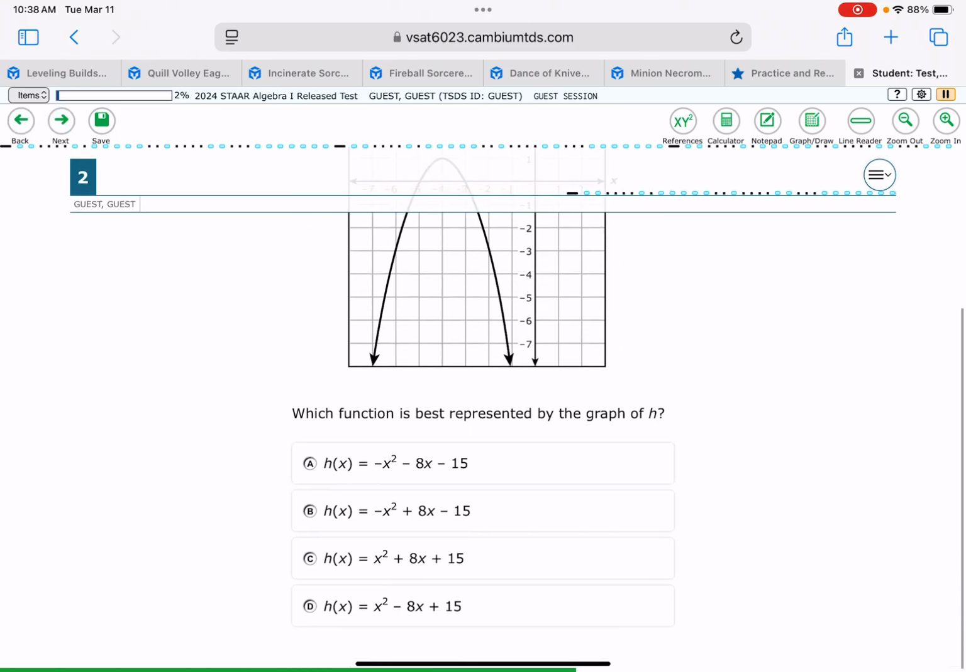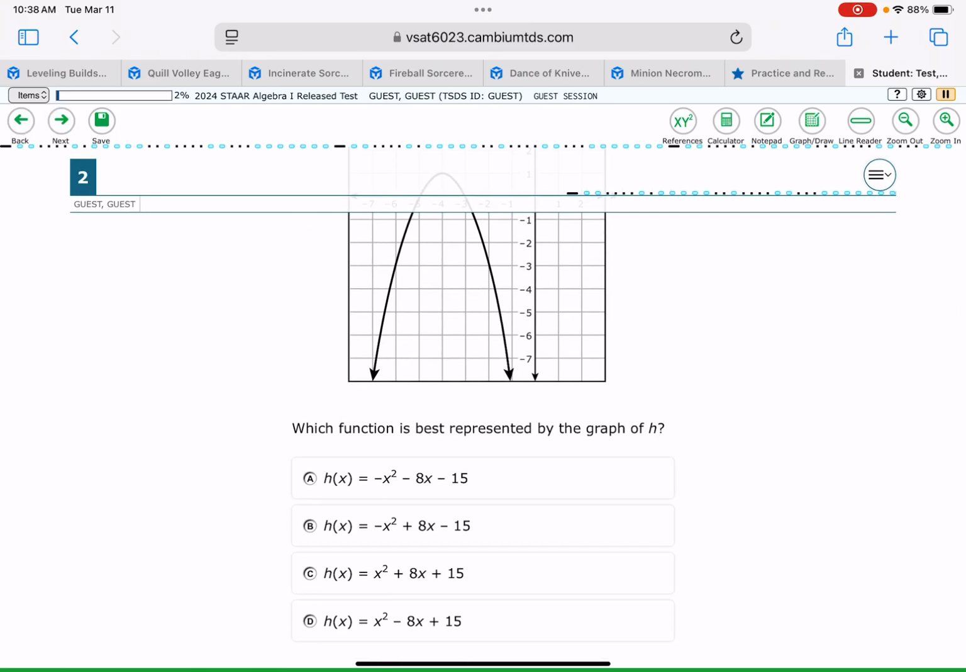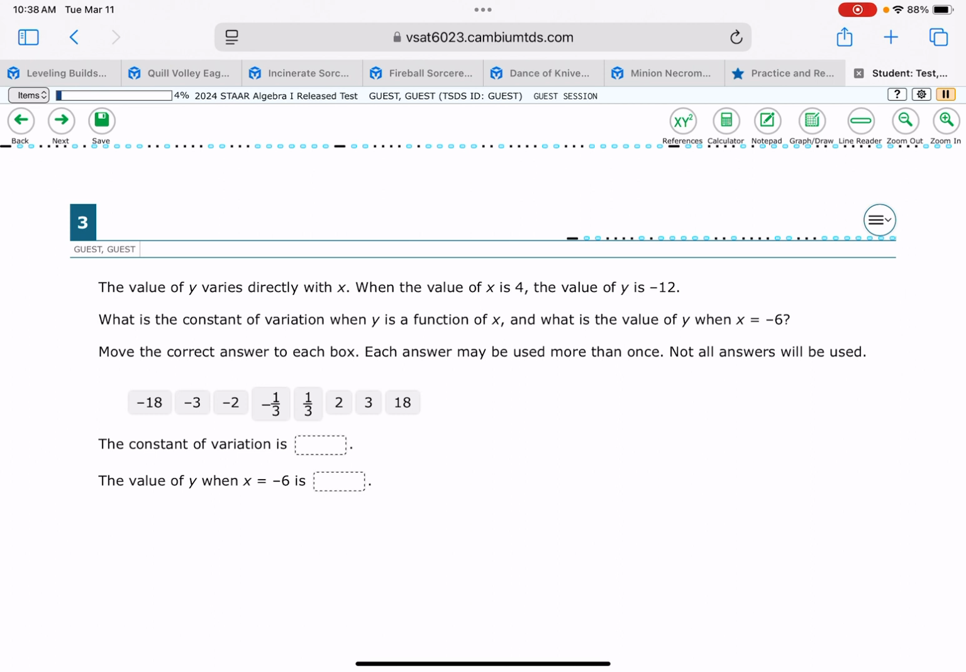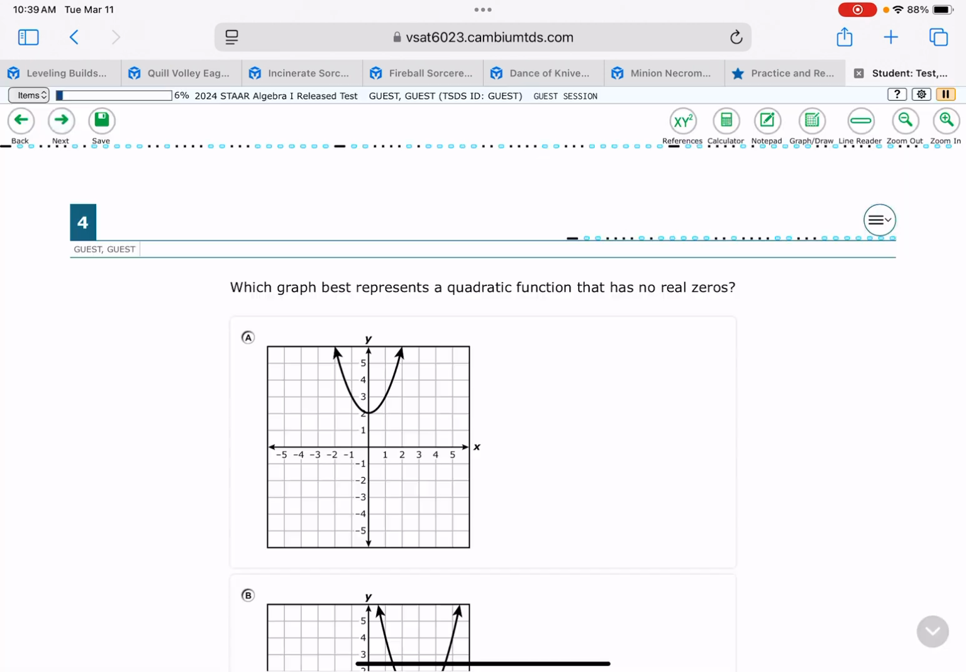All right, so we're going to go to the next one. And this question, I do have to do some calculations. So I'm definitely going to come back to this question at the end of the test. Same with this one. I have to do some calculations. So I'm going to go ahead and skip it.